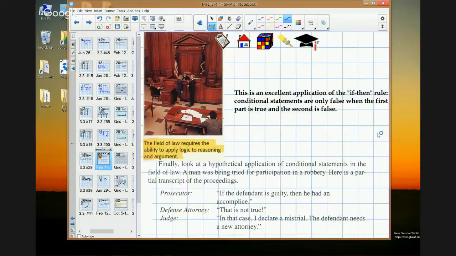What? Okay, check it out. It's: if the defendant is guilty, then he had an accomplice. That's an if-then statement, correct? Mm-hmm. And when is the only time an if-then statement is false? When the first part is true and the second part is false. Look at the first part.